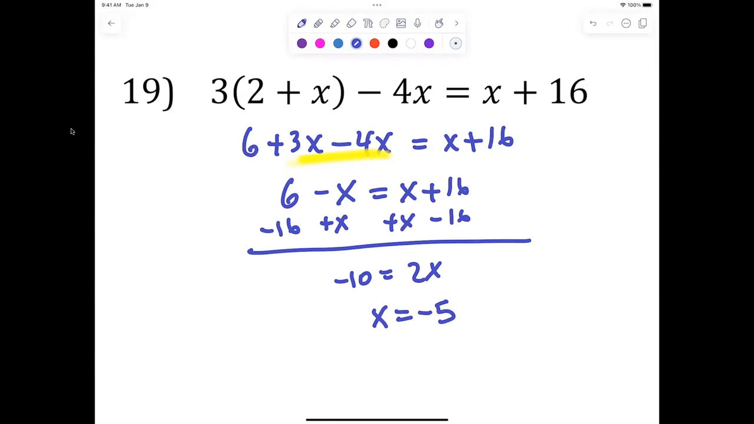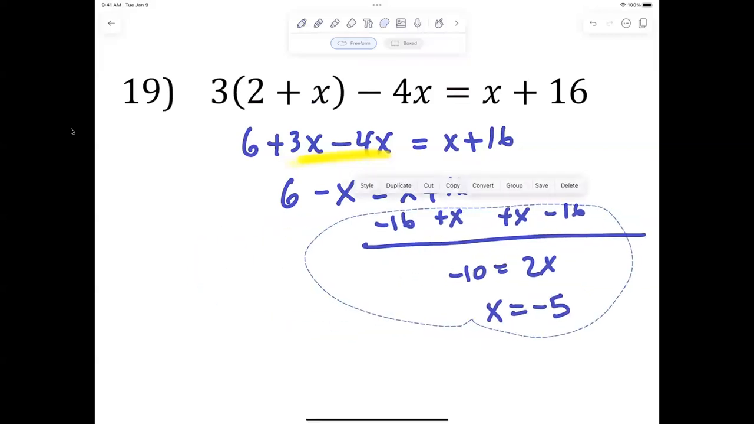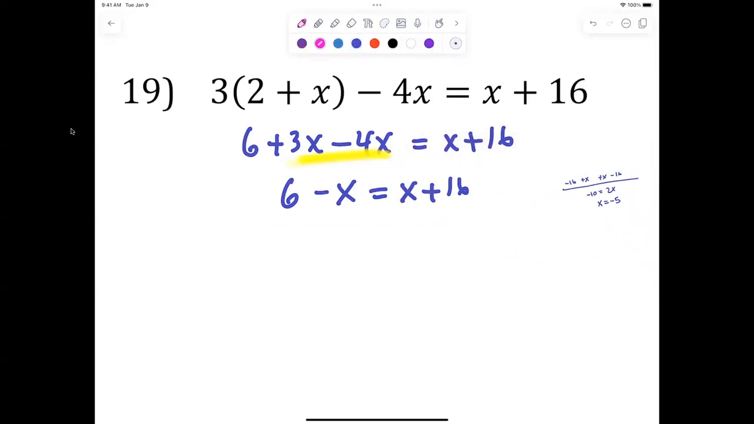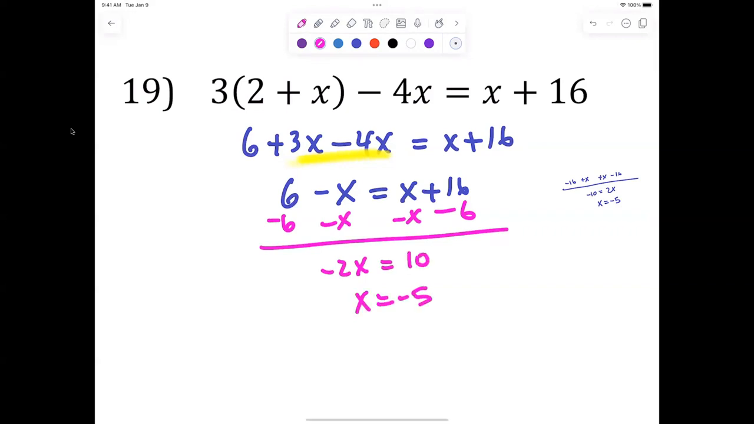How come it's not just right here, because I subtracted 6? Okay. So if I subtract 6, here's what we're going to do now. I'm going to move this out of the way just for you. All right, now I'm going to do it your way. We're going to subtract 6, subtract x. Negative 2x equals 10. X equals negative 5. What do you know? Same answer. Did you get x equals negative 5? Yes, buddy. We just did it in a little different order.